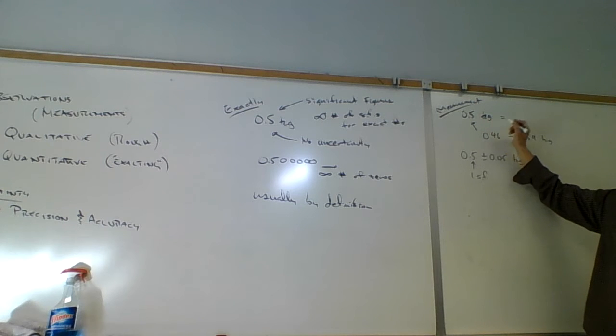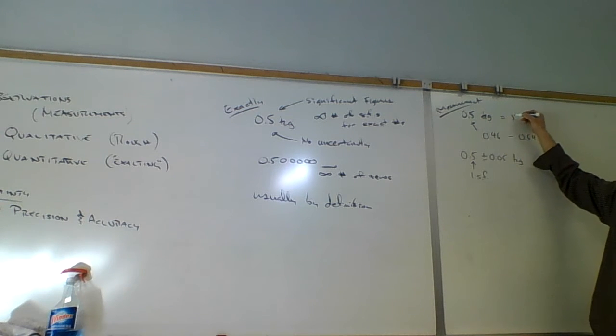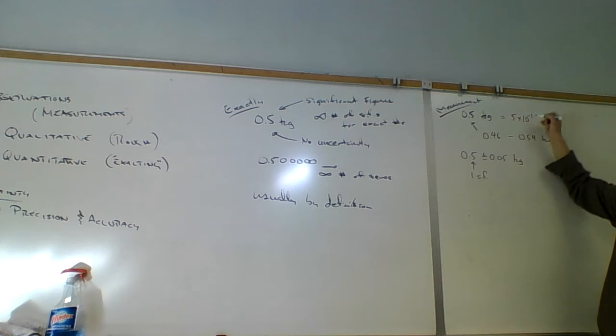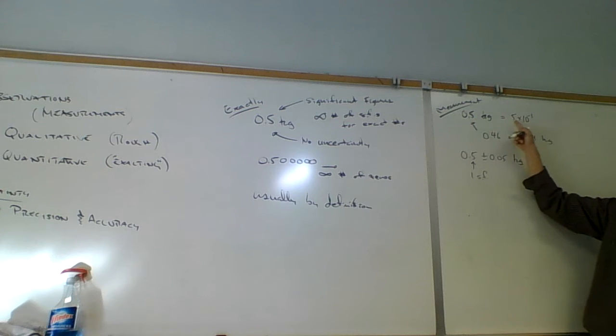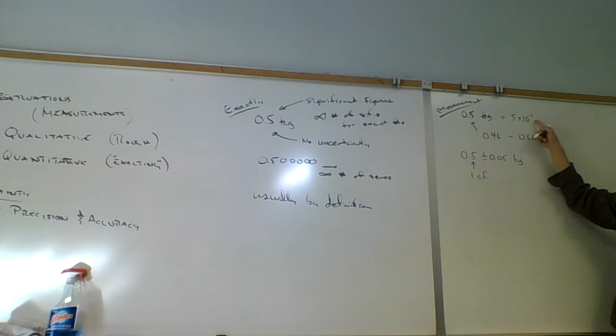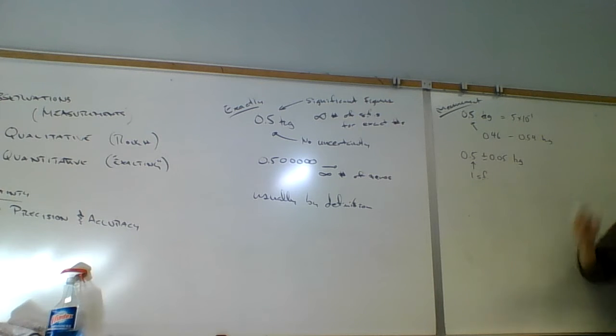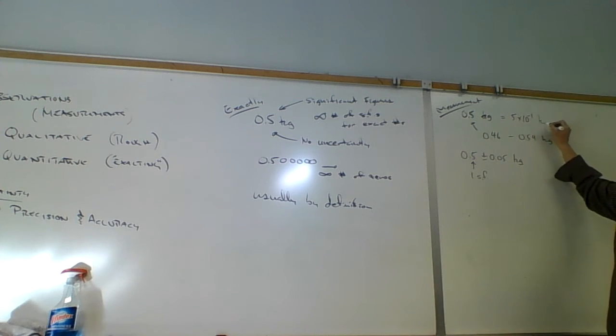It would be 5 times 10 to the negative 1. So if we make this number bigger, so we went from 0.5 to 5, we got to make the exponent smaller. So this grows, this shrinks, is the way I remember it. And so this would be 5 times 10 to the minus 1 kilograms.